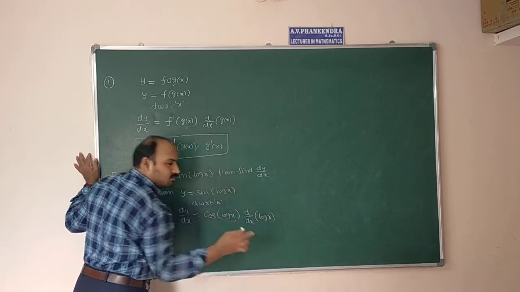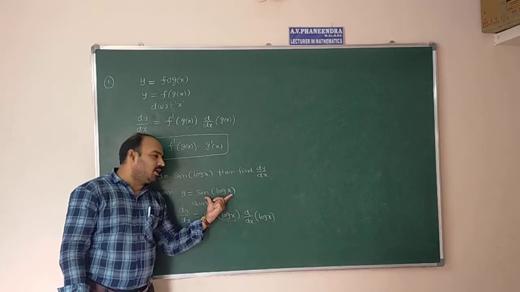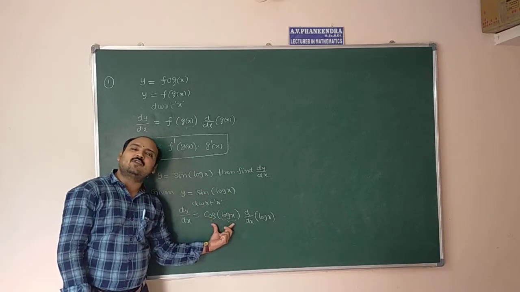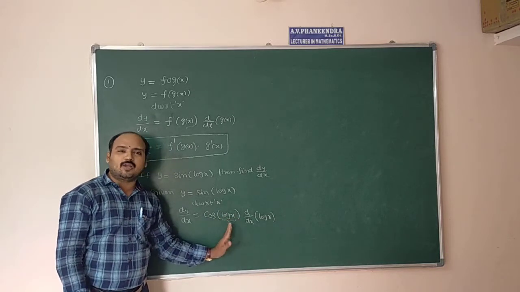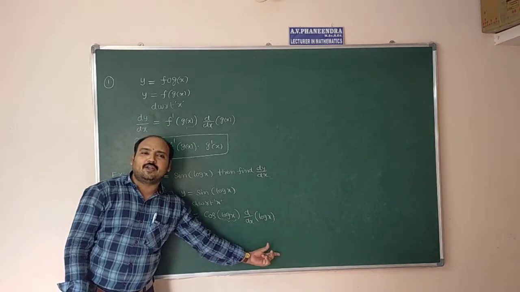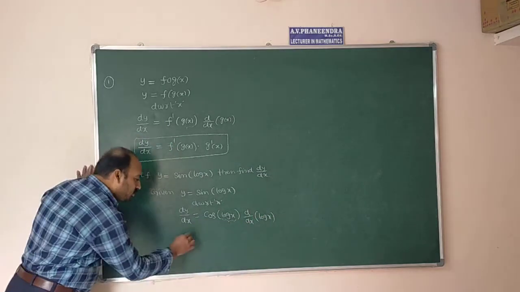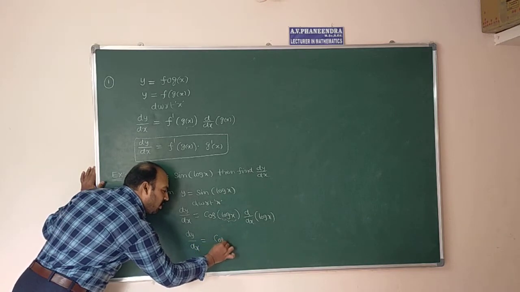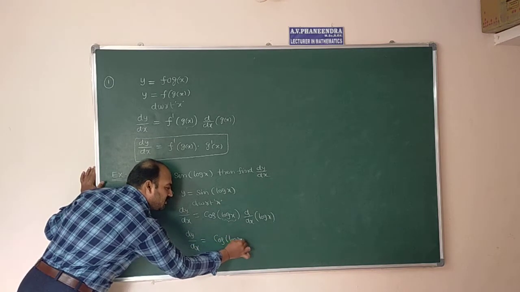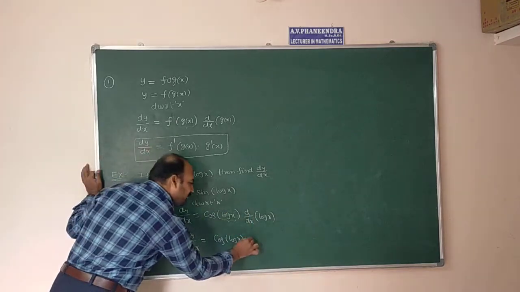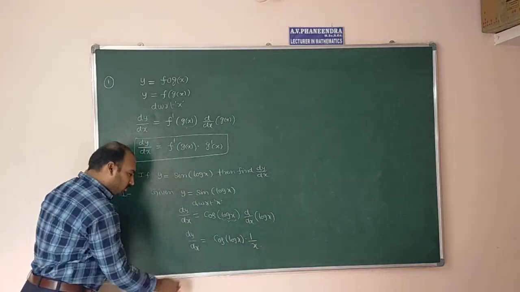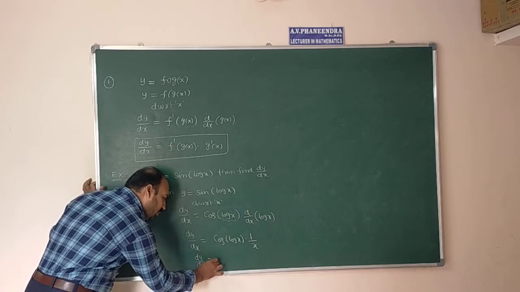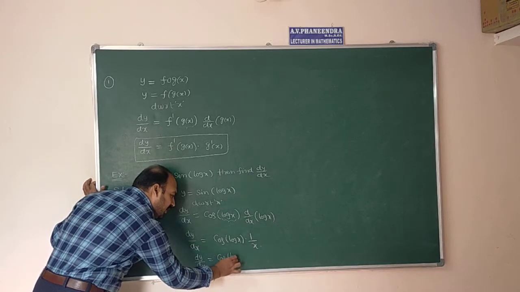Are you able to understand, all of you? See that first, sine of log x means d by dx of it is in the form of sin x. Sin x derivative is cos x. Again, in place of x, what value is there? Log x is there. So log x we have to differentiate into d by dx of log x. So therefore, dy by dx is equal to cos of log x into what is d by dx of log x? 1 by x. Therefore, we can write the answer: dy by dx is equal to cos of log x divided by x.